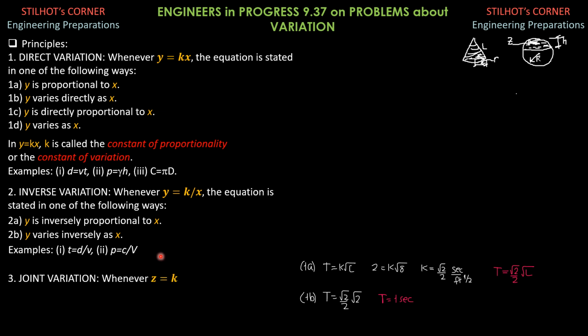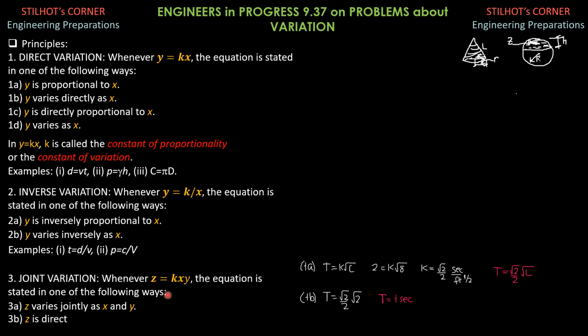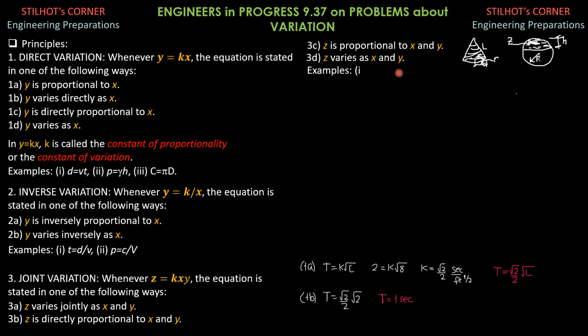Then joint variation. Whenever Z is equal to Kxy, the equation is stated in one of the following ways. Z varies jointly as X and Y, Z is jointly proportional to X and Y, Z is proportional to X and Y, or Z varies as X and Y. An example of this variation would be the volume of a right circular cylinder, pi r square h, where r is the radius of the base and h the altitude.